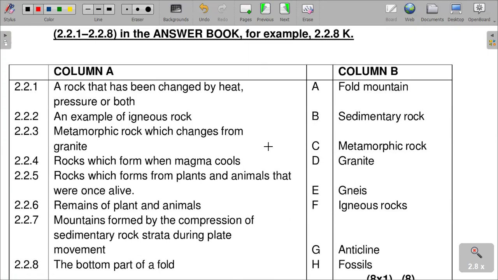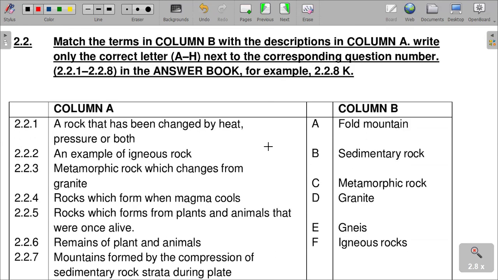Let's quickly match the columns. You match the terms in column B with the descriptions in column A. Write only the letter next to the corresponding question number, which is given there. So, rock that has been changed by heat, pressure, or both. What is it called? Number 1. It is the metamorphic rock, which is letter C.